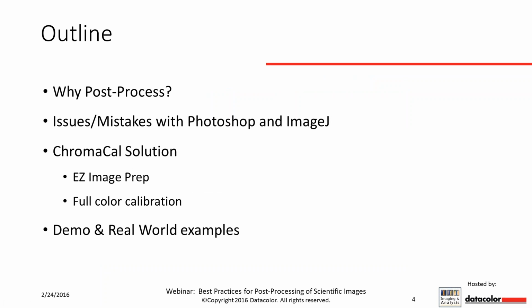In this webinar, I'll talk about why there's a need to post-process, some issues with Photoshop and ImageJ, and potential mistakes that could be made when using these programs. Then I'll move on to a solution through the use of ChromaCal, either as standalone software for image processing or with a calibration device to standardize color. Mark Clymer will then show real-world examples.